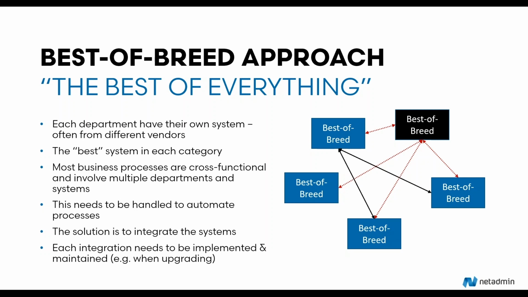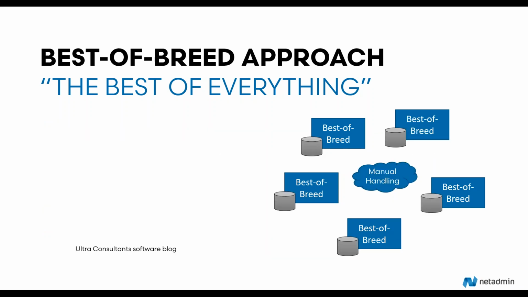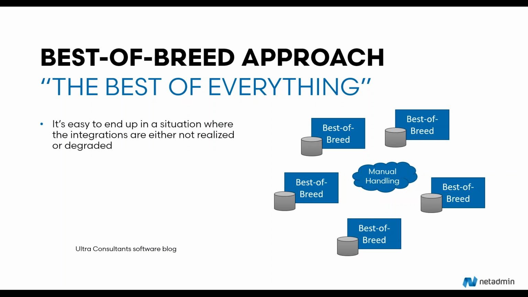This can, to some extent, be mitigated by using an enterprise service bus or a similar solution, but that obviously requires that you invest in another system, a specific system that makes these systems talk to each other. What we often see happening in a best of breed scenario is that it's quite easy to end up in a situation where the integrations are either not done at all, or they are gradually broken down because systems are upgraded and the integrations are not maintained to uphold the business process automation that is needed. The result of that, unfortunately, is often a disaggregated system landscape of individual, quote-unquote, best systems that don't really talk to each other.